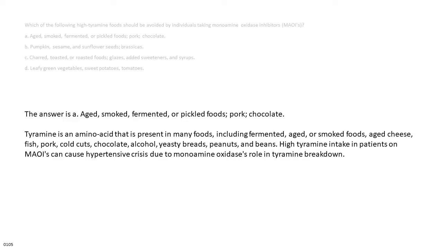The answer is A. Aged, smoked, fermented, or pickled foods, pork, chocolate. Tyramine is an amino acid that is present in many foods, including fermented, aged, or smoked foods, aged cheese, fish, pork, cold cuts, chocolate, alcohol, yeasty breads, peanuts, and beans. High tyramine intake in patients on MOIs can cause hypertensive crisis due to monoamine oxidase's role in tyramine breakdown.